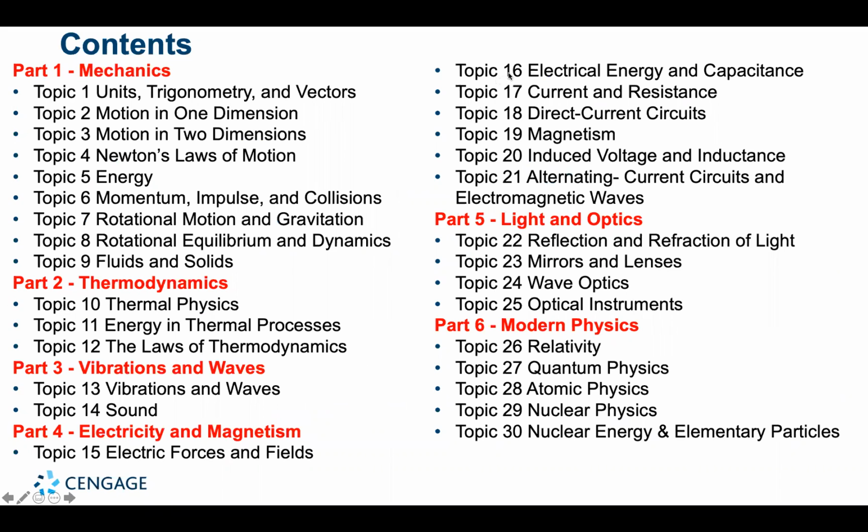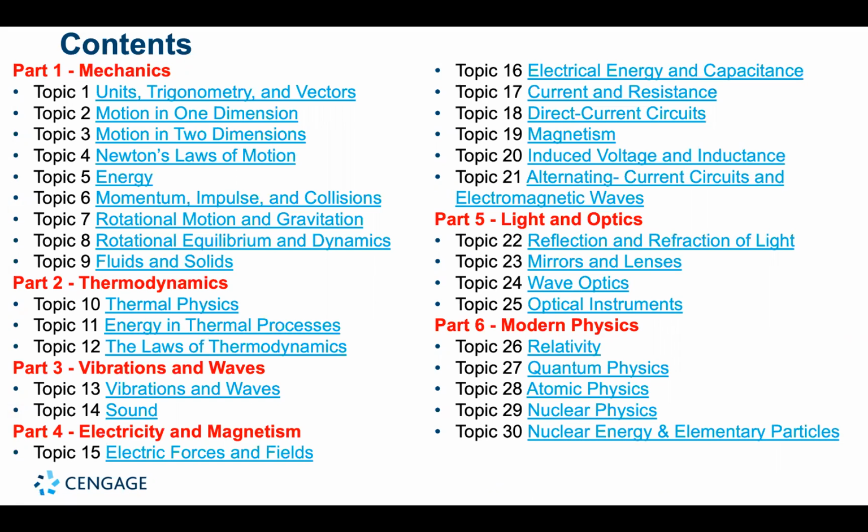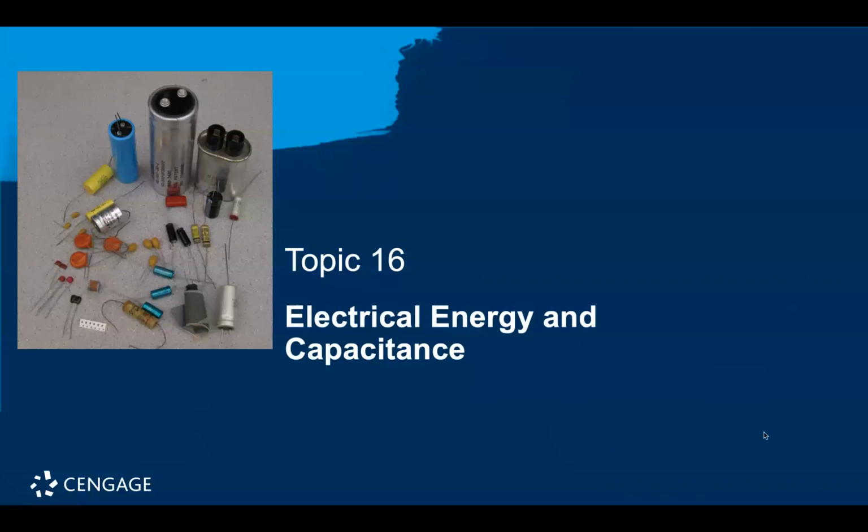And now we're going to finish this off. There's going to be a bunch of different chapters on electricity and magnetism. Then we'll get into light and optics, and finally modern physics. So for this lecture, we're going to be going over topic number 16. And this gets into electrical energy and capacitance.